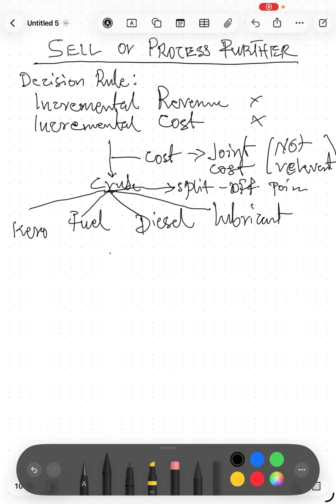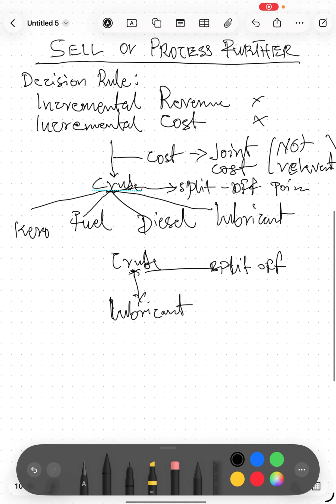So let me just use a simple illustration. Let's say we produce crude, and from there we can produce lubricants. At this point where you produce crude, from here where you decide to move, it says split off. So let's say when you produce crude, you can sell your crude for 100 naira.